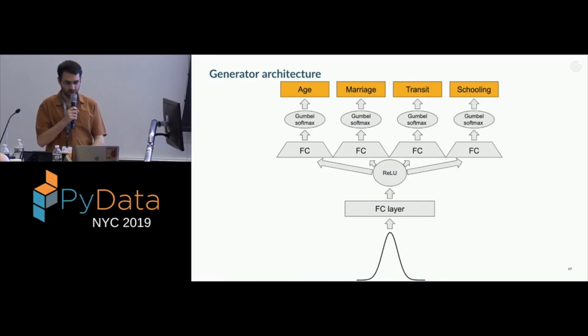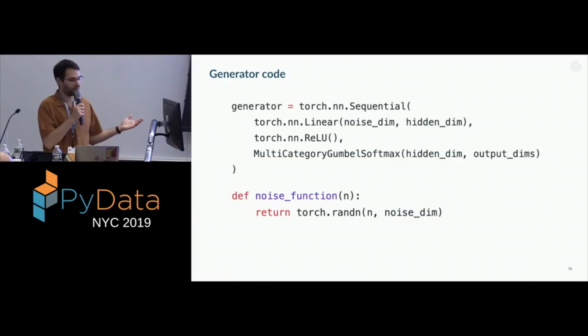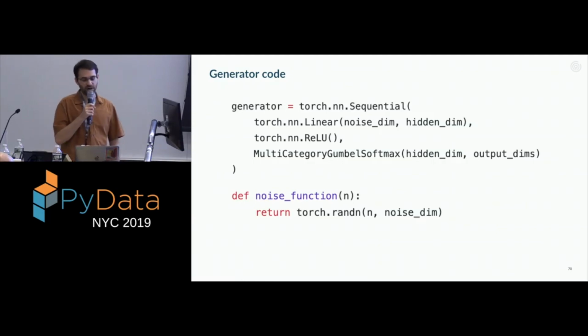So what does this look like in code? For this package, you can just implement all of these things as PyTorch modules for the neural networks that you're building. So here I've just used the sequential module. There's a linear unit, there's the nonlinearity, and then I wrote a PyTorch module in this package to make handling this multi-category output a little bit easier. And then you also have to define a function to create the noise that's the input to the generator network. So this is pretty simple. It's just Gaussian noise.